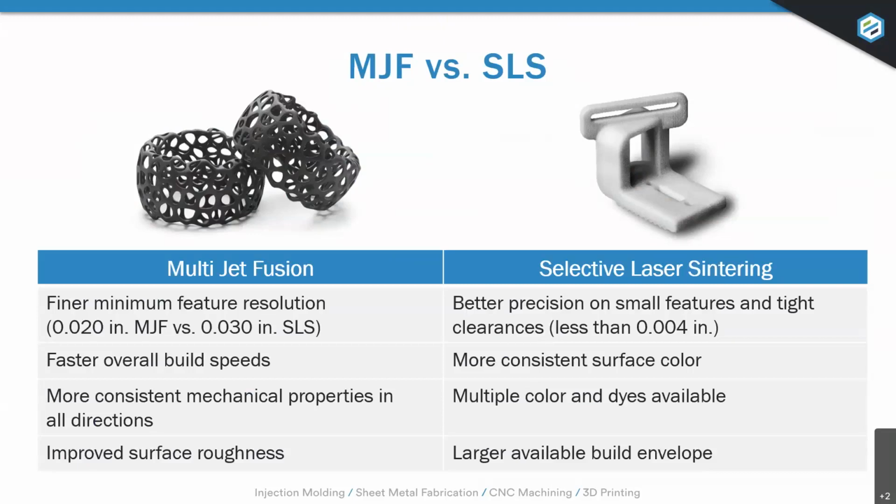When comparing MJF to SLS, MJF will have a finer minimum feature resolution, 20 thousandths of an inch compared to 30 thousandths of an inch in SLS. It also builds faster and it has more isotropic properties and a little bit improved surface roughness. SLS is going to have a more consistent surface color. It can also be dyed multiple colors because most of the materials are white, so we can dye them, whereas MJF is black, so we're not able to dye it.